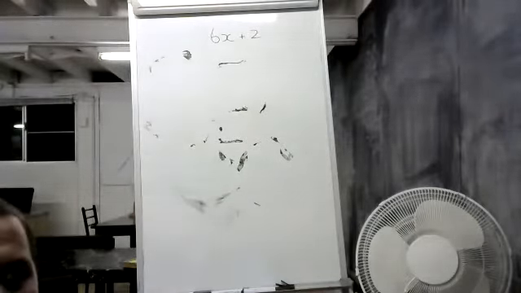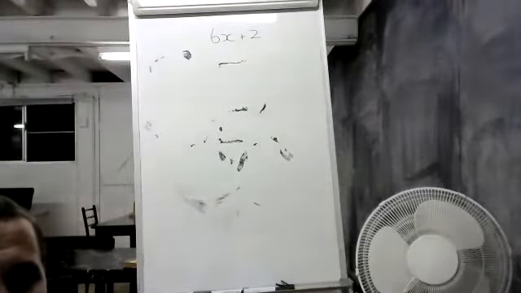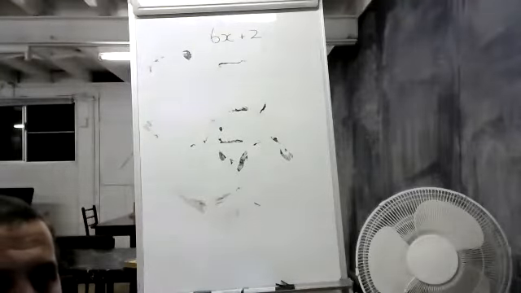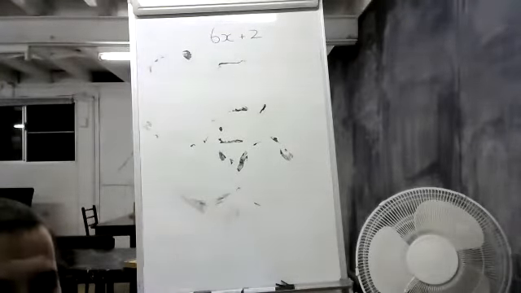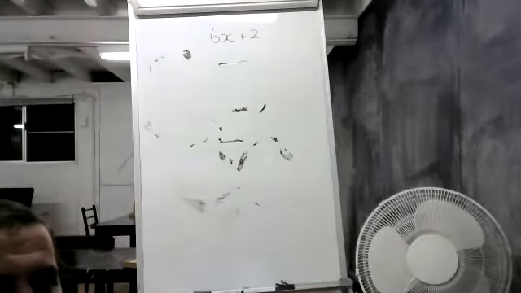Any ideas? 3x outside the brackets, and then inside the brackets, it's just 2x plus... No, 2 outside the brackets. Yeah. And then inside the brackets, it's 3x and then just 1. Yeah.